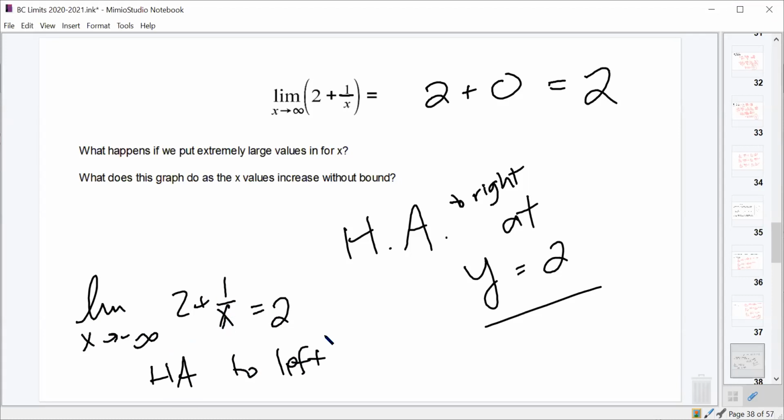We want to remember that if you're asked on the AP test to justify a horizontal asymptote, you need to justify it in both directions, to the right and to the left.